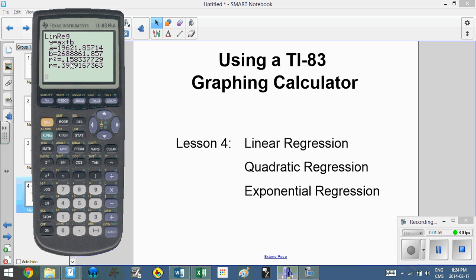Now obviously 16% is not very high, so this data does not seem to be very linear. What I'm going to do next is write out what this function would look like so that you can see that.